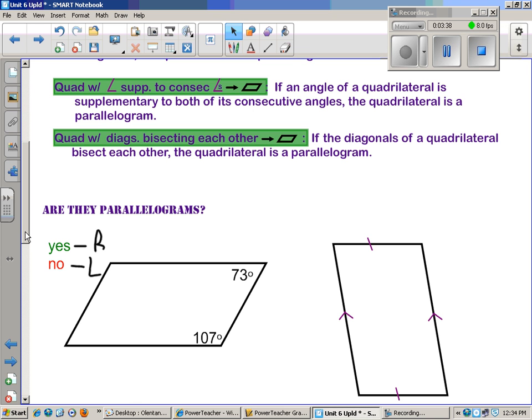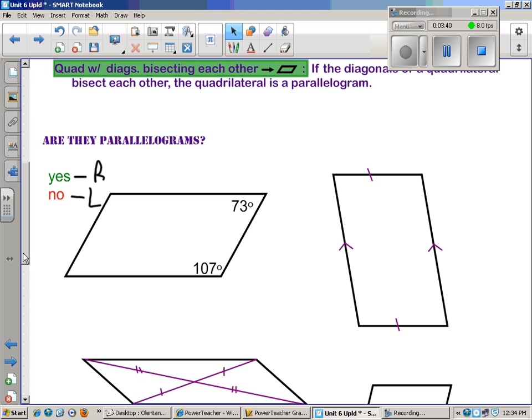All right. So, number one. Is it a parallelogram? Raise your right hand or your left hand. Right for yes, left for no. Okay, we look pretty consistent. Ian, you think it is a parallelogram? Why?